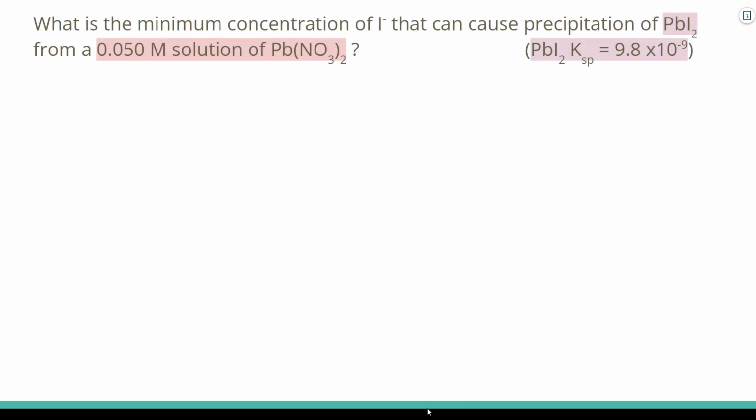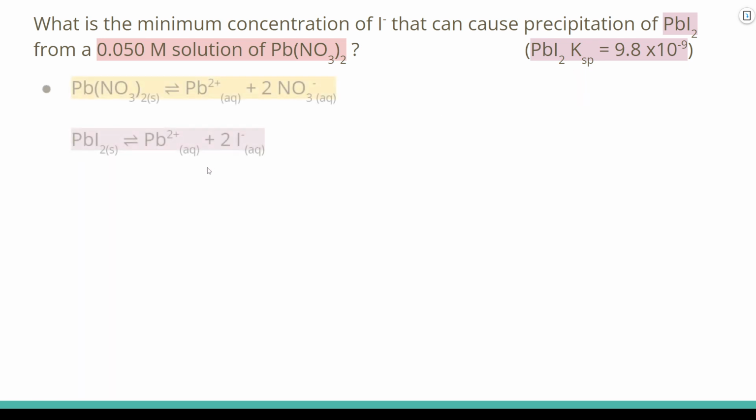Okay, another example, different scenario. What's the minimum concentration of iodide ion that can cause precipitation of PbI2 from a lead(II) nitrate solution? PbI2 means lead 2. I have my Ksp of PbI2 though.